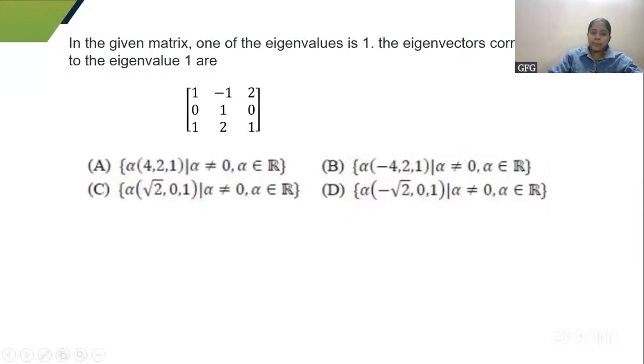Now this question. In the given matrix, one of the eigenvalues is 1. Then they're asking what would be the corresponding eigenvector corresponding to the eigenvalue 1.